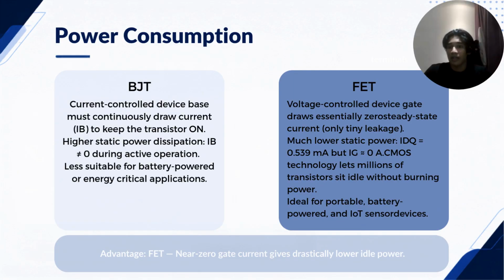So for our next comparison, it's going to be the power consumption of the BJT and the FET. As we know, the BJT is current controlled, so it always needs a base current flowing for it to operate. That means it's going to be drawing power even when it's in standby, compared to the FET, which only has a tiny bit of current leakage, but other than that, it can stay idle without burning power. That's why we use it for portable and battery powered devices.